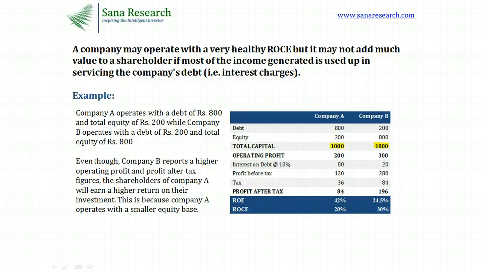This is because company A operates with a smaller equity base. So in our case, the return on equity, which is what the shareholders earn on their investment, in case of company A will be 42%, while in case of company B, it will be 24.5%. So remember, while everyone hates debt on the balance sheet, it is actually a great way to increase shareholder returns, provided, however, the company can manage to generate a rate of return higher than the rate of interest which it pays to the bank, which in our example was 10%.